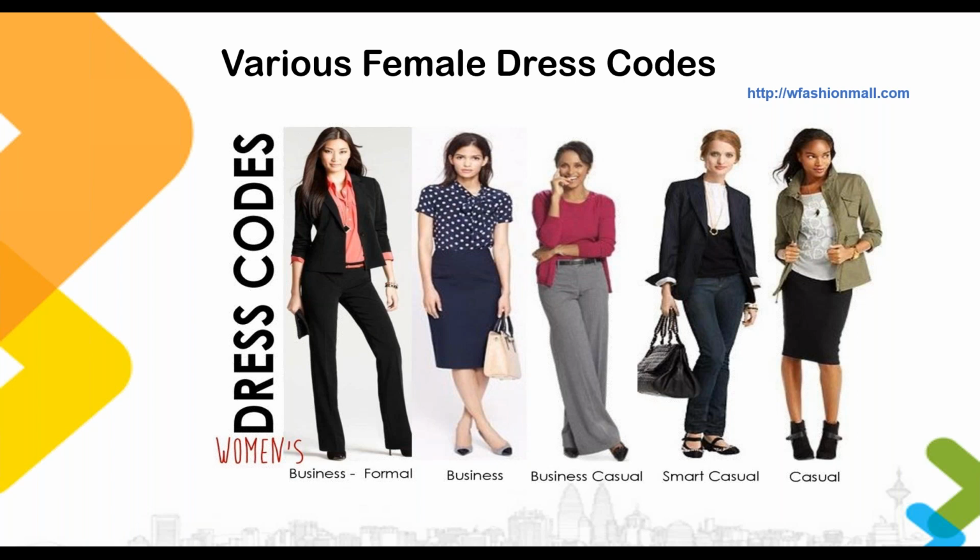Then you look at the business attire for the office. On the bottom, you should be wearing slacks or tailored knee-length skirt. On the top, a long-sleeved button-up shirt or blouse. Or it could be short sleeves as well, depending on the weather. Then you've got business casual, as you can see, smart casual, and casual.